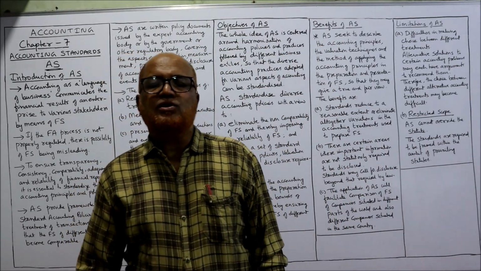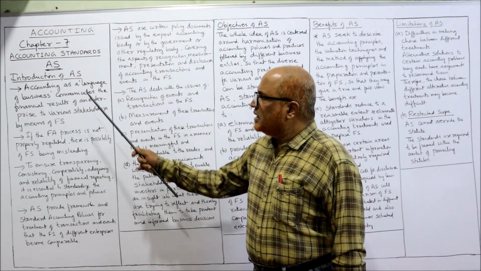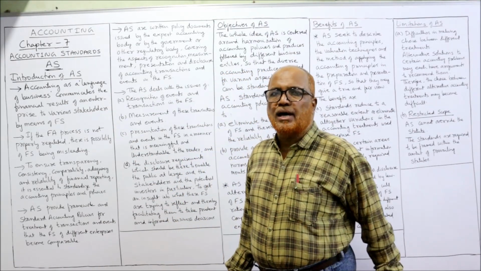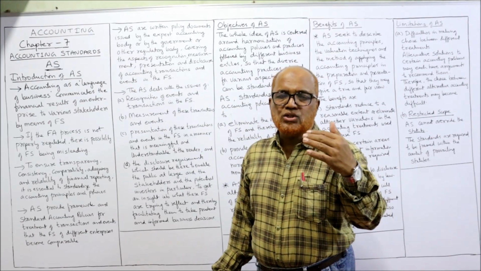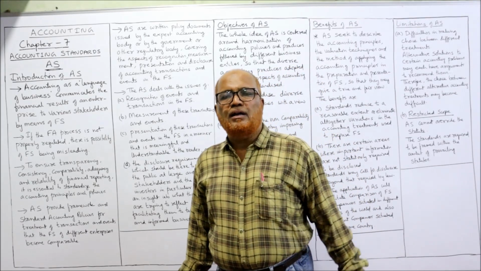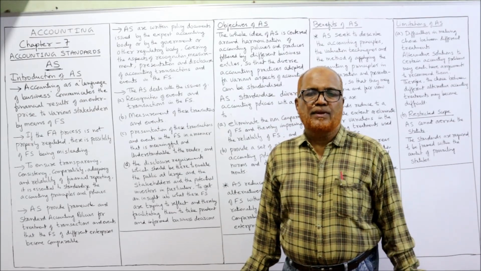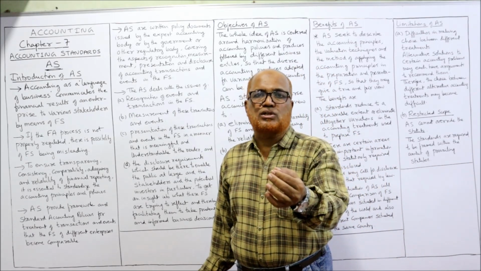Now, first of all, introduction to accounting standard. We know accounting is the language of business. A business will communicate with the outside world with the help of accounting by providing financial statements. The financial statements will be used by different stakeholders to take the decisions. That means the financial statements are used for taking the decisions.